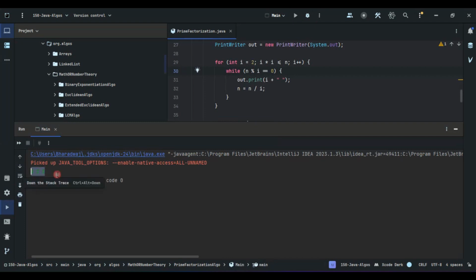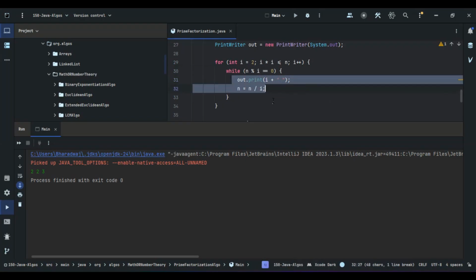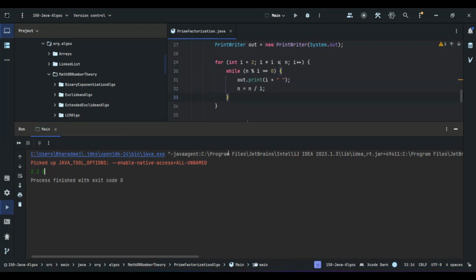So see here, you can clearly see the output is 2, 2 as well as 3. That's 2 into 2 is 4, 4 into 3 is 12, and we dry ran the code just now. According to the code that we have written, we get this output, 2 2 3. We start from 2. We check n modulo i, and then n equals n by i finally. So we are done with the coding part, and we have dry run the code and are getting the desired output as well.